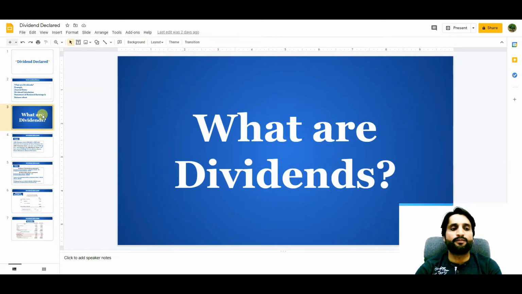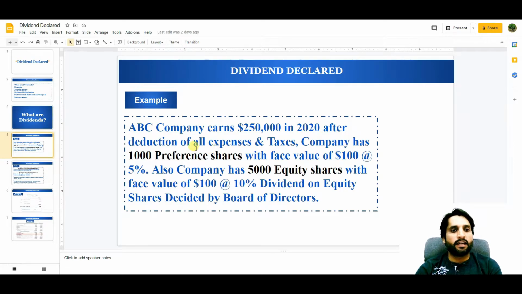So let's move further with an example. ABC company earns 250,000 in 2020 after deduction of all expenses and taxes. The company has 1,000 preference shares with a face value of 100 at 5%. Also the company has 5,000 equity shares with a face value of 100 at 10%. So the 1,000 preference shares have a return of 5%, this is the return on investment, and the 5,000 equity shares have a return of 10%.